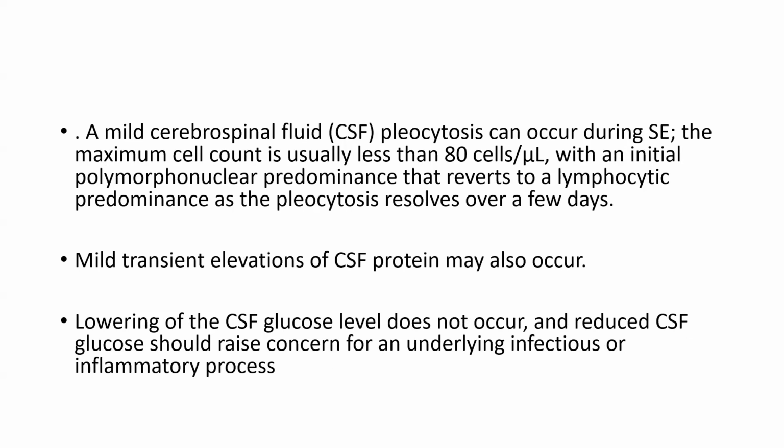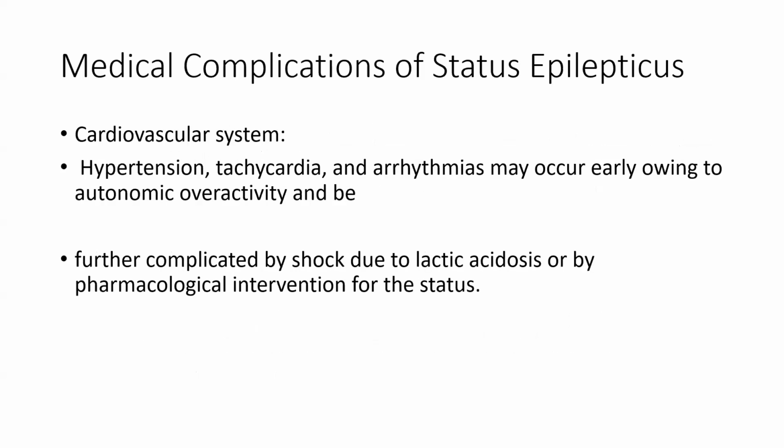A mild CSF pleocytosis can occur during status epilepticus, and the maximum cell count is usually less than 80, with initial polymorphonuclear predominance that reverts to the lymphocytic predominance as pleocytosis resolves over a few days. A mild transient elevation of CSF protein may also occur. Lowering of the CSF glucose level does not occur, and reduced CSF glucose should raise concern for underlying infectious or inflammatory processes.